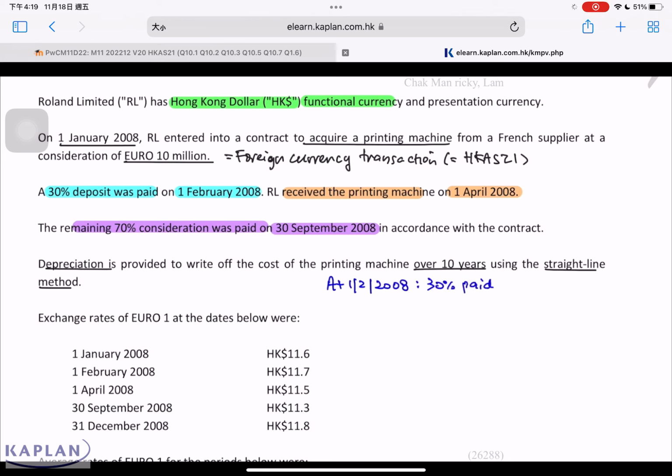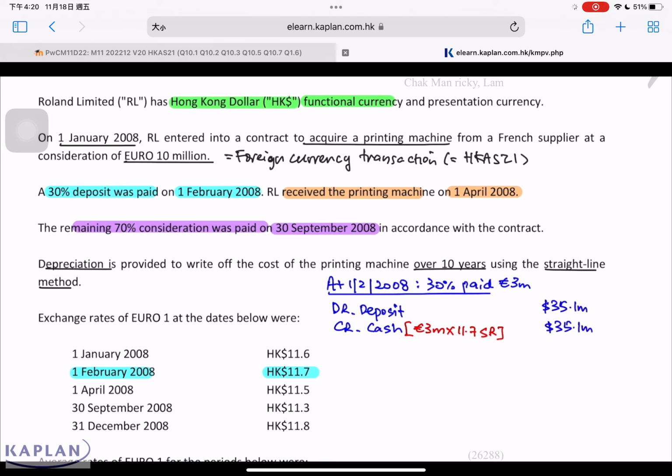Remember, this company's functional currency is Hong Kong dollar. This transaction is in foreign currency, so it must be reported in Hong Kong dollar. This is a payment in foreign currency, euro 3 mil, 30% of 10. Debit deposit, credit cash. Initially, this will be recorded at the spot rate. Take 3 mil, multiply by the spot rate on this date. On this date, the spot rate is 11.7. Dollar here means the Hong Kong dollar, 35.1.